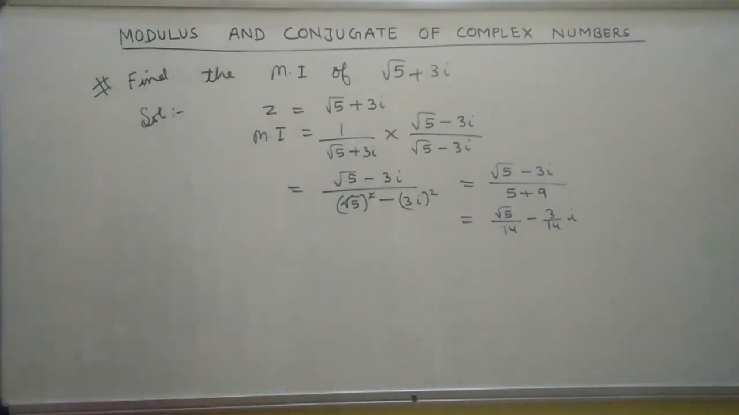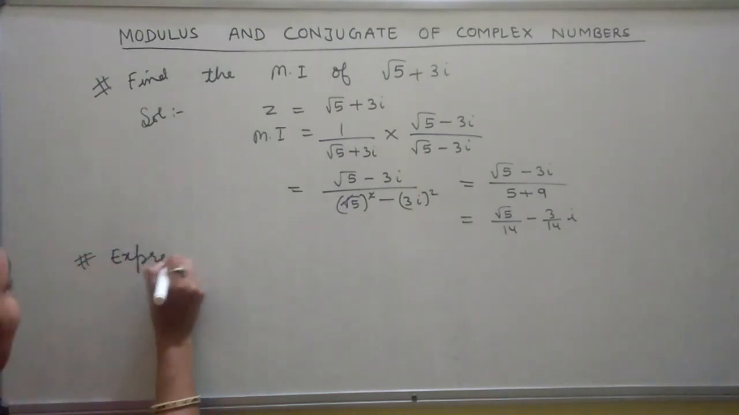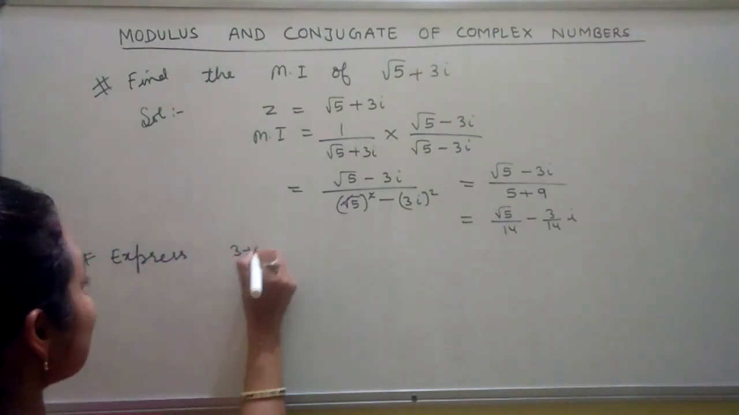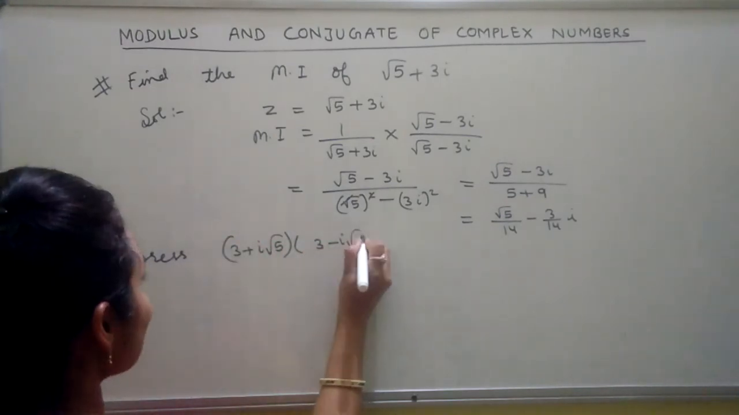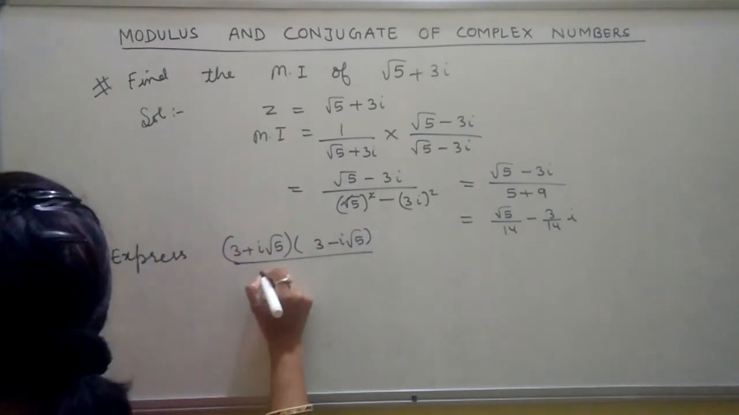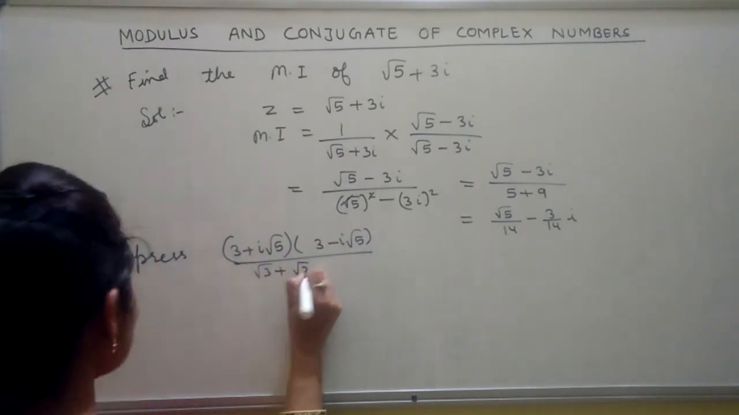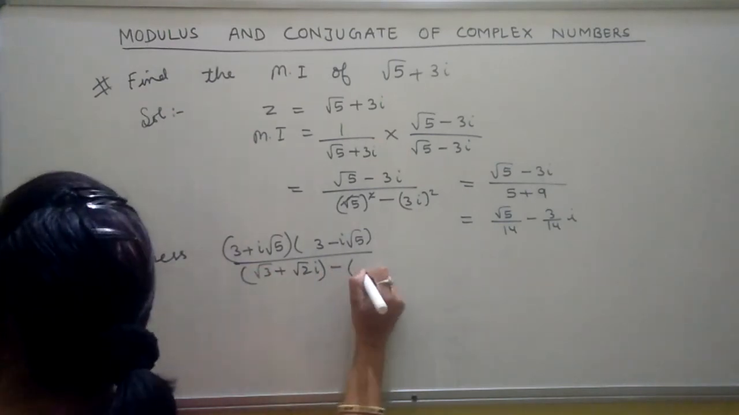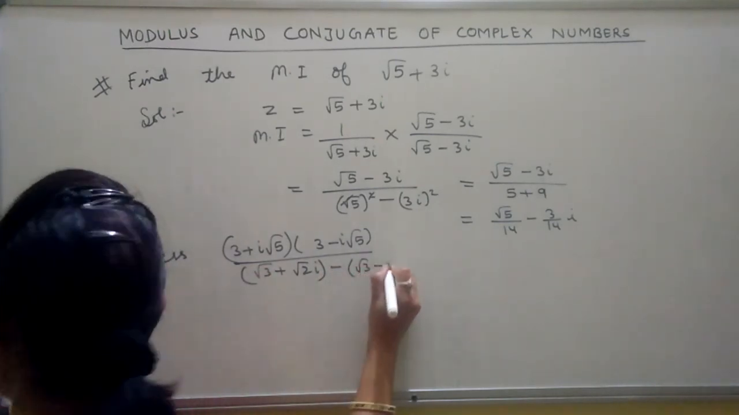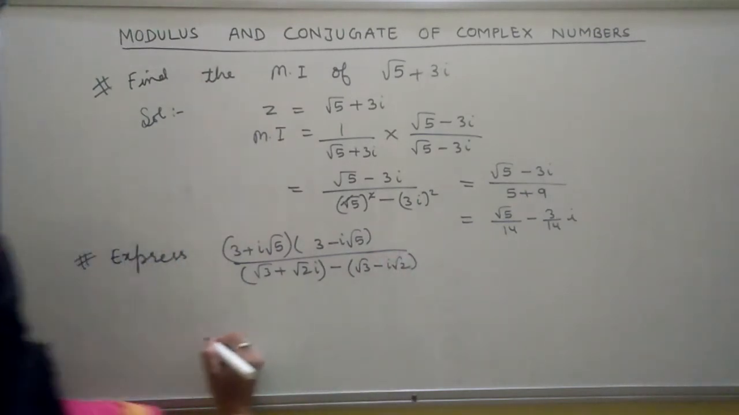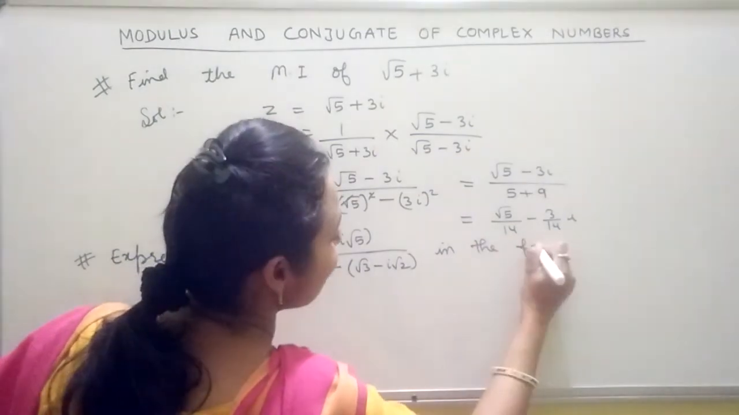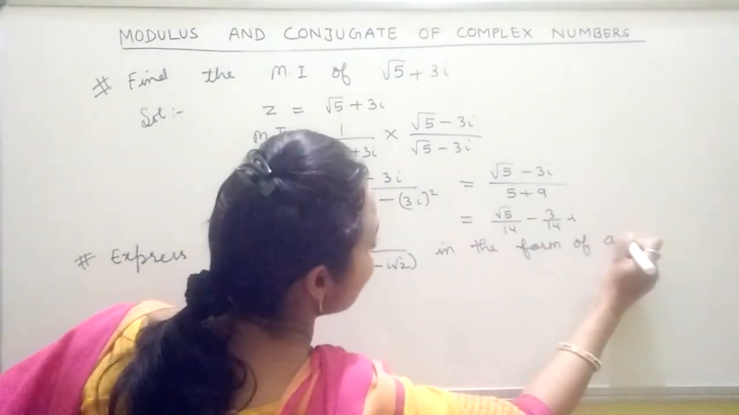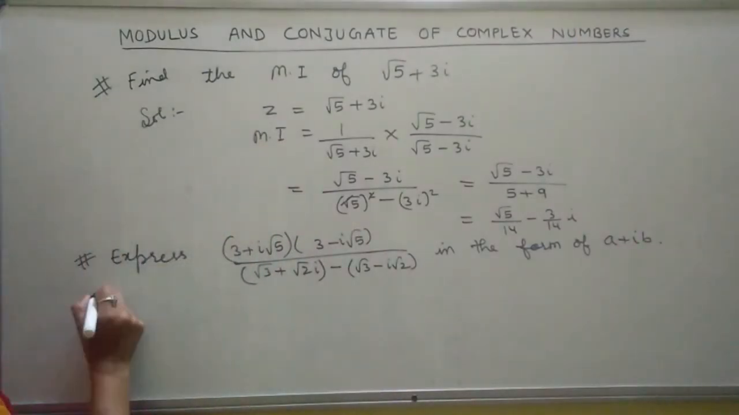Now the last question in your NCERT book: express root 3 plus iota root 5 and 3 minus iota root 5 divided by root 3 plus root 2 iota, negative root 3 minus iota root 2, in the form of a plus iota b. So how can we solve this question?